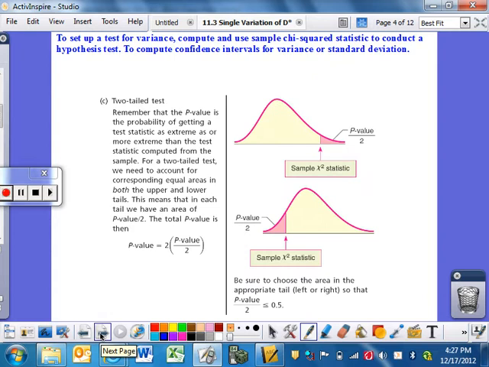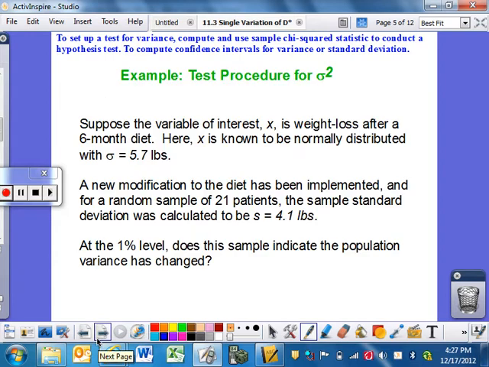The two-tailed thing is a little bit trickier. I'm going to do an exact problem using this, so I'm not really going to talk about it too much, but remember you're going to have to split it in half and then multiply by 2, and we'll talk about that. So here's one of two straight out examples I'm going to show you. The first one is testing the variance.